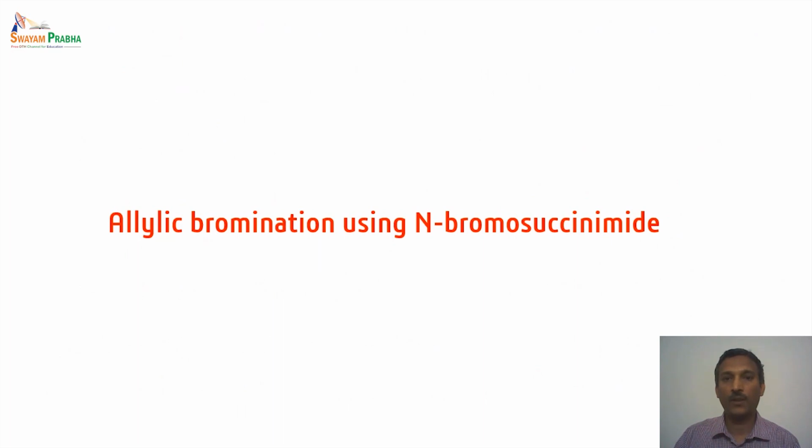The next method of alkyl halide preparation is basically the allylic bromination of an alkene using N-bromosuccinimide. Here I have mentioned it is a bromination, so we are using the N-bromo derivative. It can also be iodo or chloro derivatives, so the corresponding N-iodo or N-chlorosuccinimide can be used in that particular reaction.